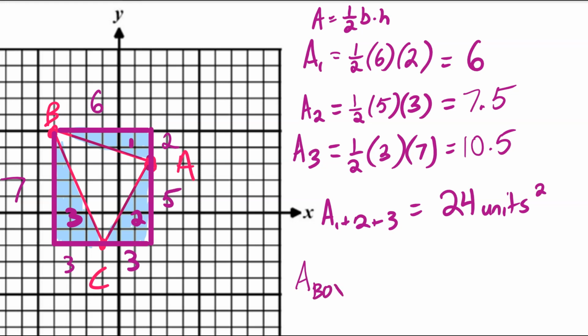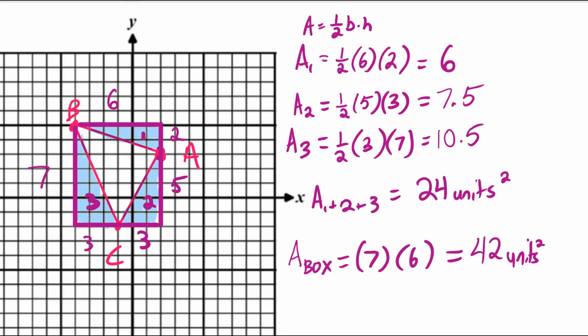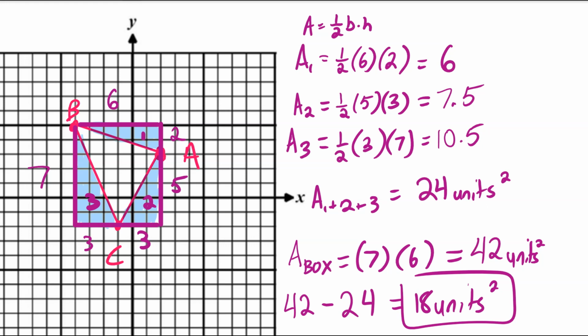Now I'm going to find the area of the entire rectangle. Well, I know the entire rectangle is 7 units by 6 units, which will have 42 units squared in its area total. And to find the area of the white part in the middle, I can take the area of that rectangle, or the box, subtract away the area of the surrounding right triangles, and I get 18 units squared for the area of that white triangle in the middle that we were looking for. So the strategy is box it in, find the area of the surrounding right triangles, and subtract away.